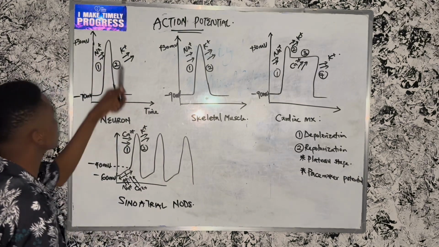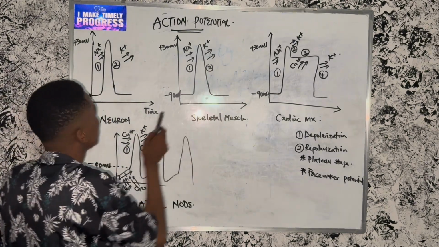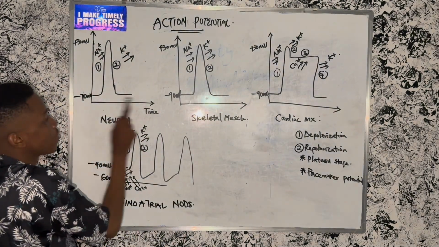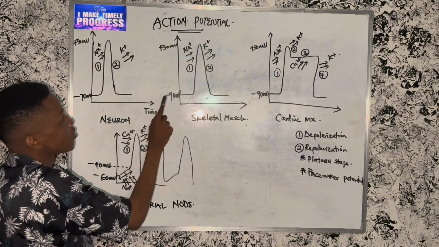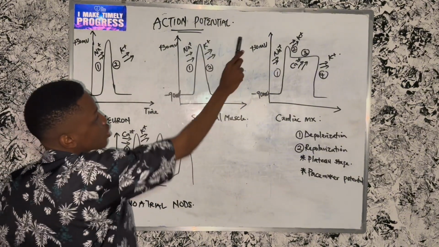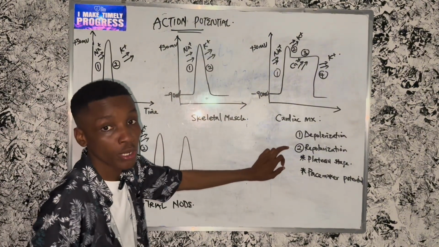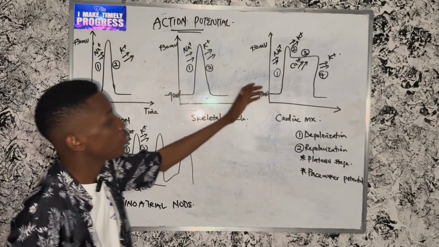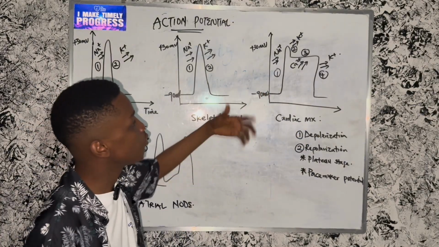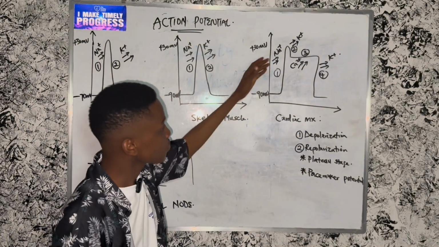The same thing that happens in the neuron is what we see in skeletal muscle. The only difference is that here we start from minus 90, not minus 70. Sodium comes in, potassium leaves: depolarization, then repolarization. Then for cardiac muscles, we observe something similar.